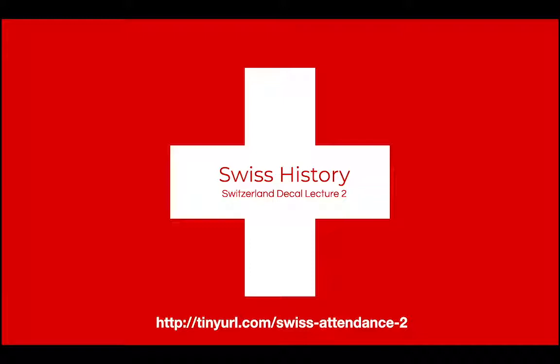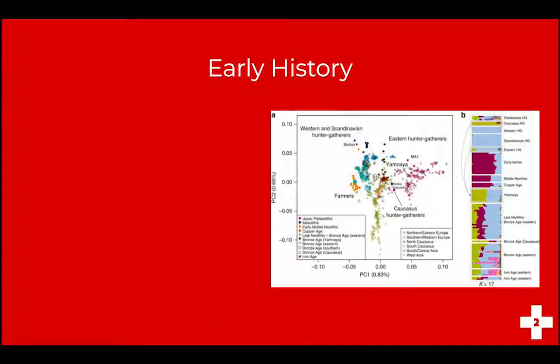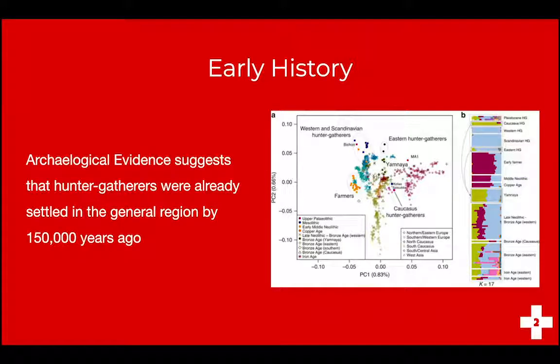So, like I said, today we'll talk about Swiss history from its origins up until the end of the 19th century, and then in lecture 3, which is on armed neutrality, we will pick up from that and continue into the 20th and 21st centuries. So, without further ado, early history: archaeological evidence suggests that there were hunter-gatherers settled in this region up to 150,000 years ago. So it's a pretty long settled region.